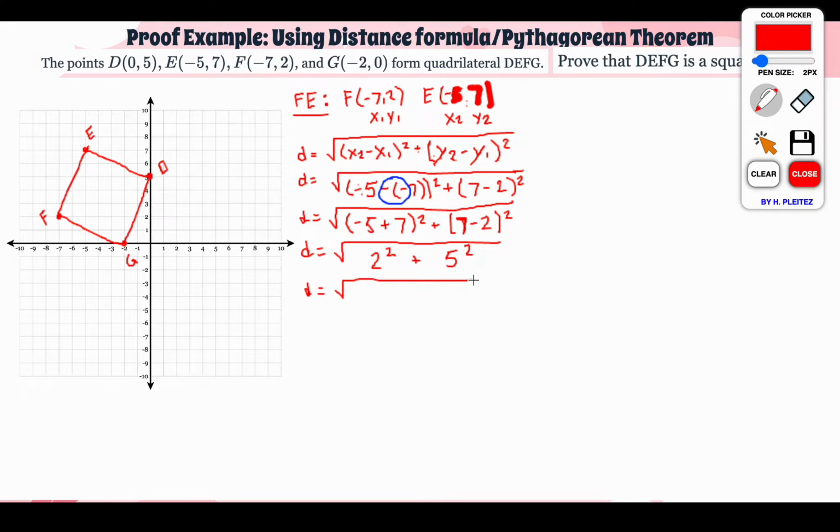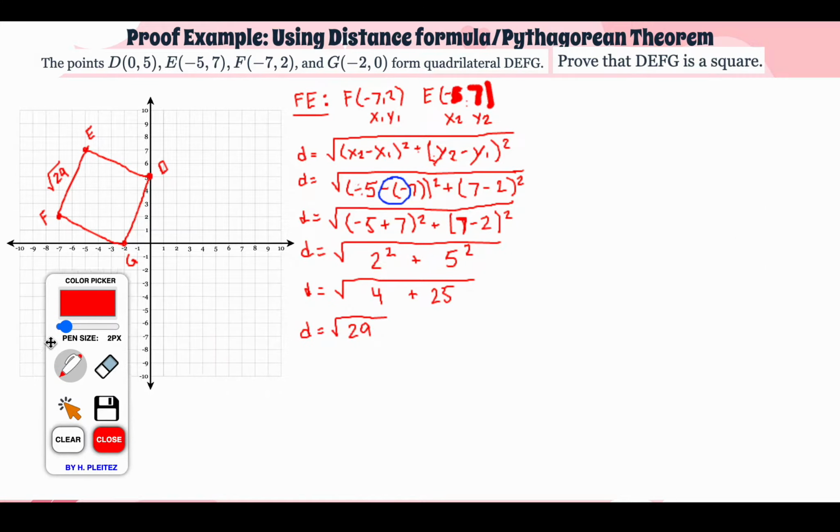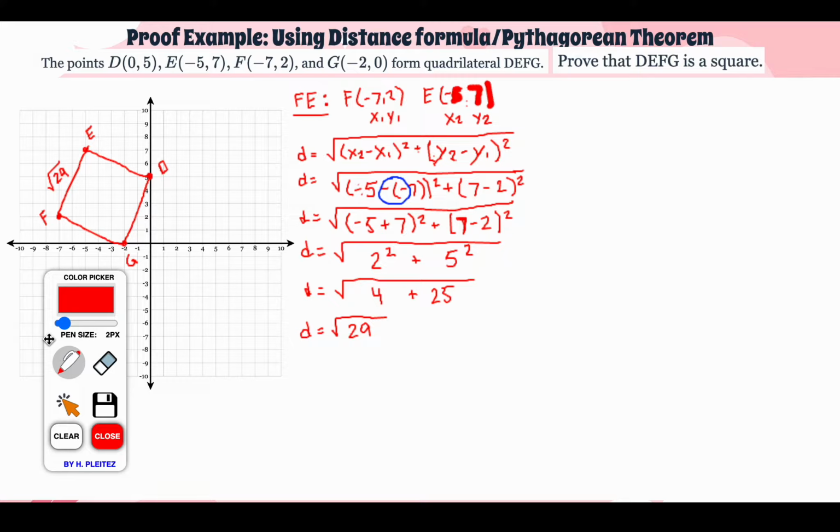This can be very tedious. It can be a lot of lines of work, but it's very neat. I'm very neat with my work, and you guys should be too. So we have 4 plus 25, and then the distance of FE, or the length of FE, is radical 29. For this case, you don't have to get your answer in simplest radical form, because if you find another distance as radical 29, you know that those are equal. So the distance formula looks like that. You get a lot of lines of work, making sure we don't mess up with those double negatives.